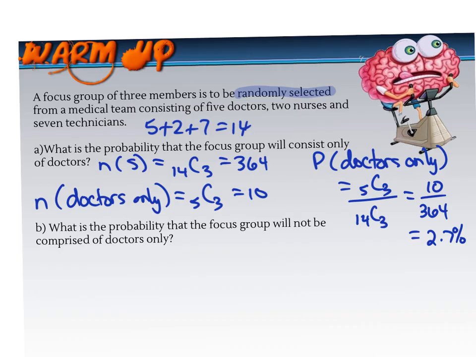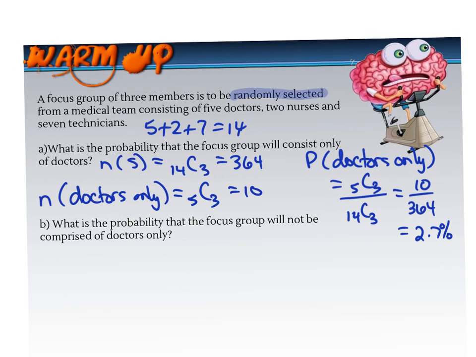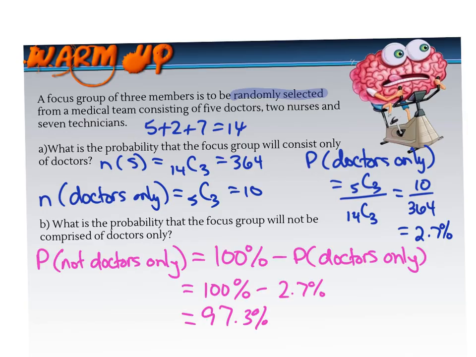So what's the probability that the focus group will not be comprised of doctors only? Since we have the probability of doctors only, the fastest way to do this would be the indirect method, because the sum of doctors only and not doctors only has to equal 1. Since we figured that out, it's just 100% minus the probability of doctors only, which was only 2.7%. So the probability of not doctors only is actually 97.3%, which is pretty high, which is good.